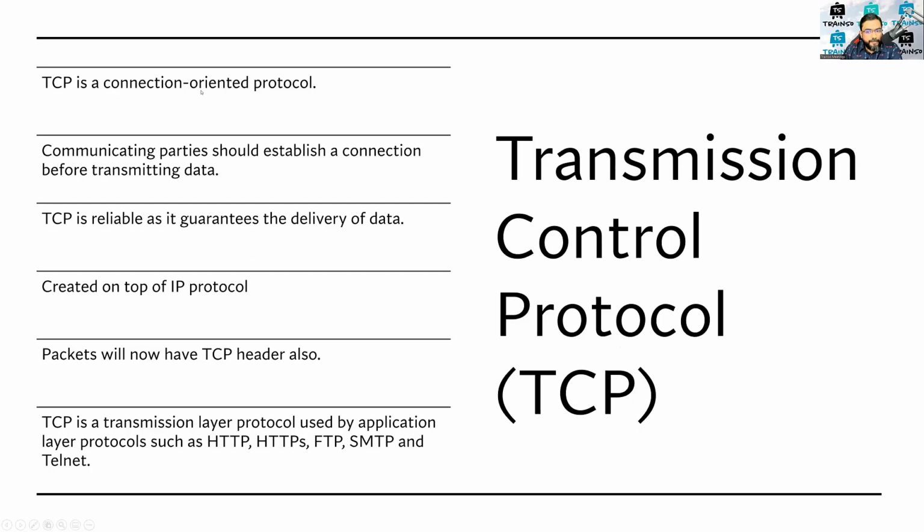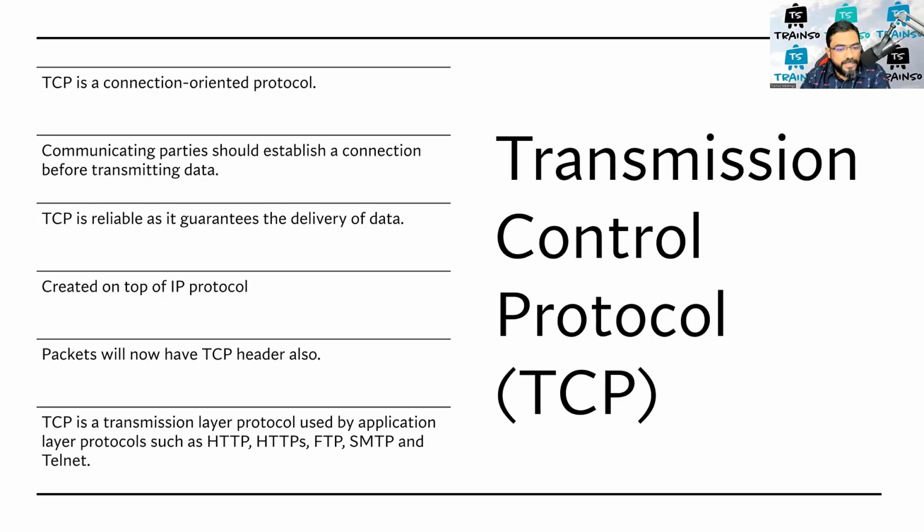So transmission control protocol, or TCP. So TCP is a connection-oriented protocol. The communication parties should establish a connection before transmitting data. TCP is reliable as it guarantees the delivery of data. Created on top of the IP protocol, which we will see now. Packets will now have the TCP header also.